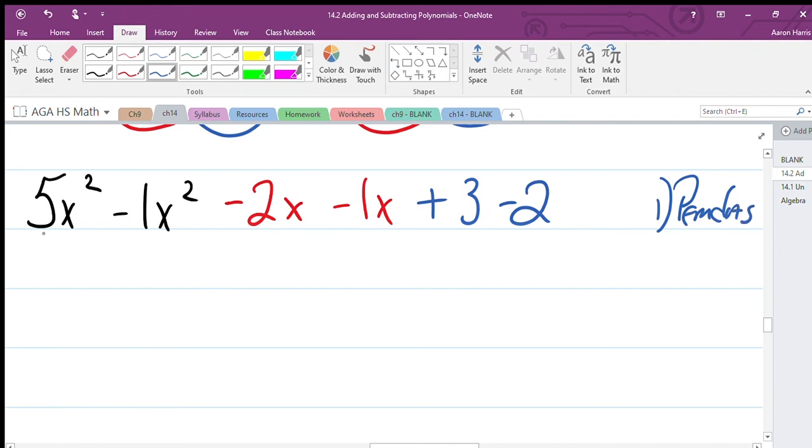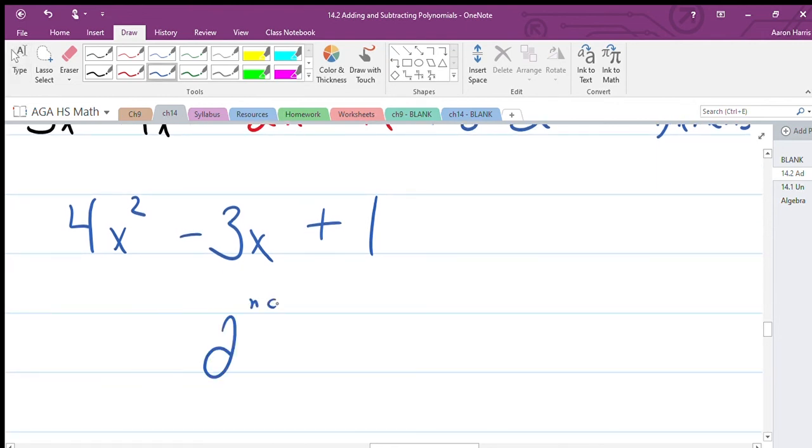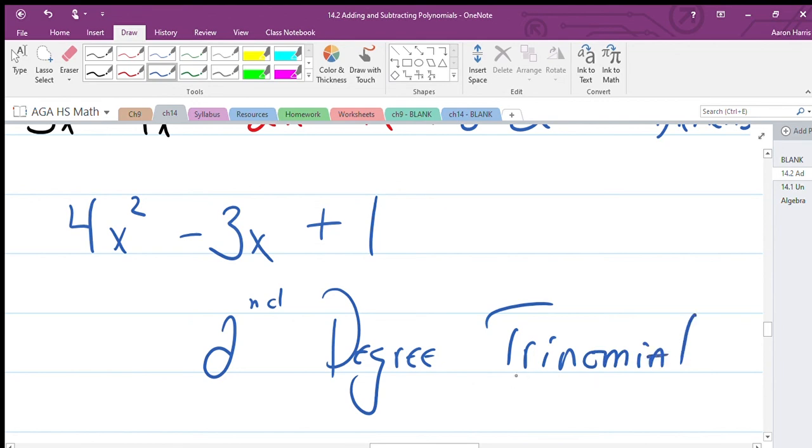All right, so here we go. 5 minus 1 is what? 4. So I get 4x squared. Negative 2 minus 1 is negative 3. They have the same sign, so you add them and keep the sign, okay? So negative 3x. Positive 3 minus 2, different signs, so subtract them. 3 minus 2, I get positive 1 because I keep the sign of the bigger number. So now what do I get? Second degree trinomial. All right? Tri meaning 3.